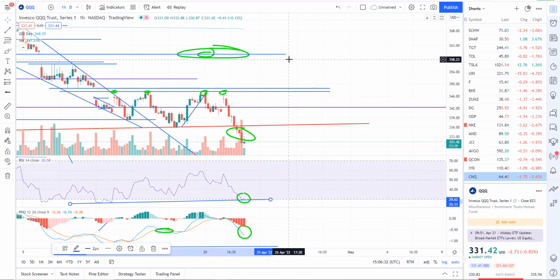Again, that's going to be another indication that we are very likely heading a lot lower in tech and the market in general. So financials, tech, and then I threw out some individual trade ideas.